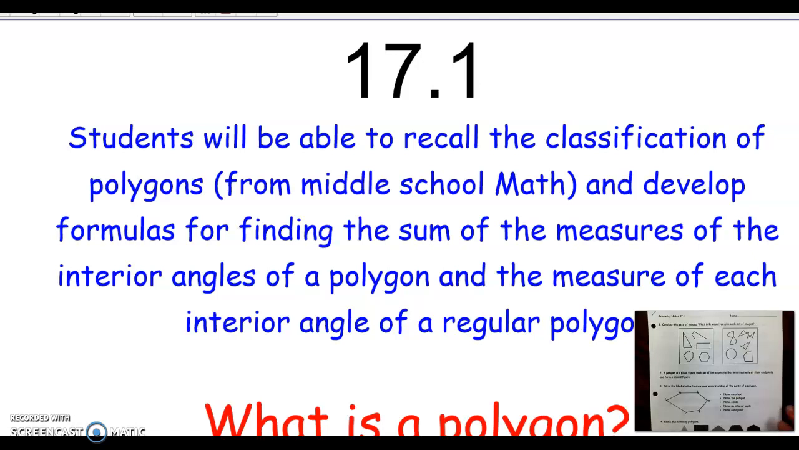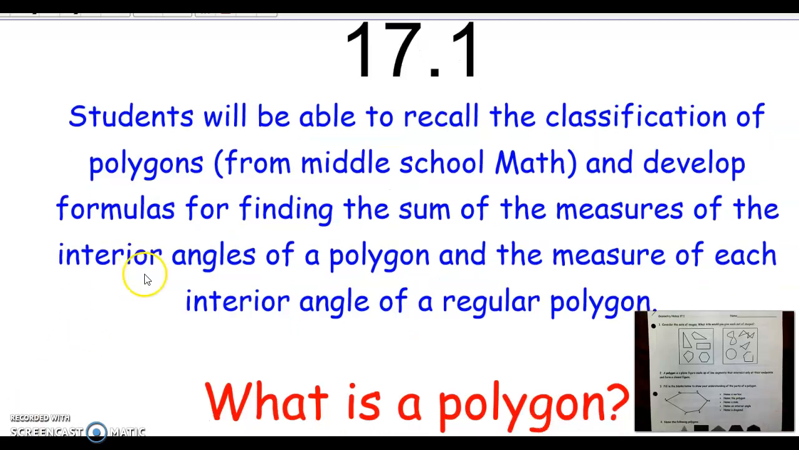This is the first lesson in topic 17. In this lesson, we're going to be looking at classifying polygons, which is just a review from what you learned in middle school, and develop formulas for finding the sum of the measures of the interior angles of a polygon and the measure of each interior angle of a regular polygon.